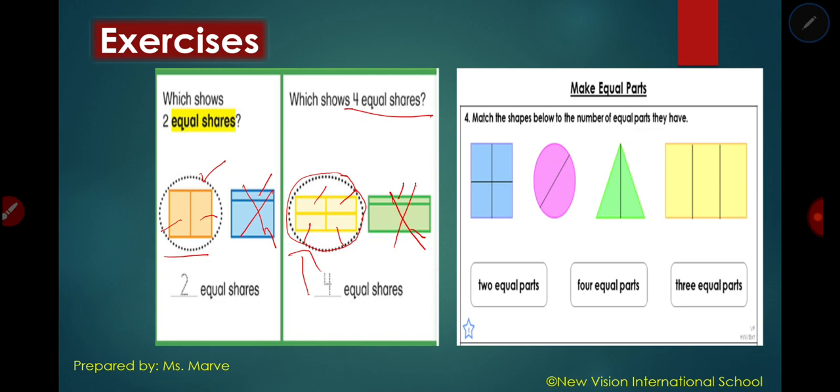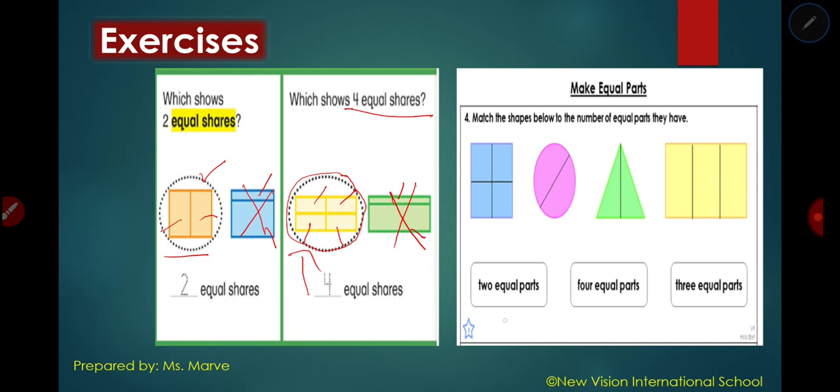No matter how many parts or shares there are, as long as it is equally divided, it is what we call equal parts. But we have to focus on halves or fourths. And fourths is also called a quarter.